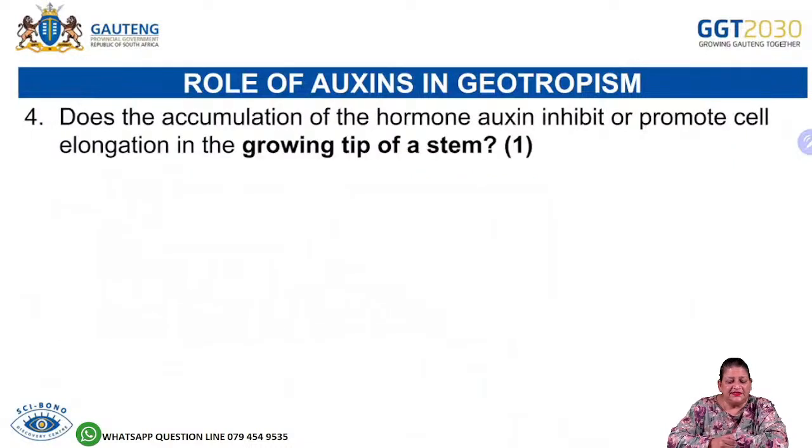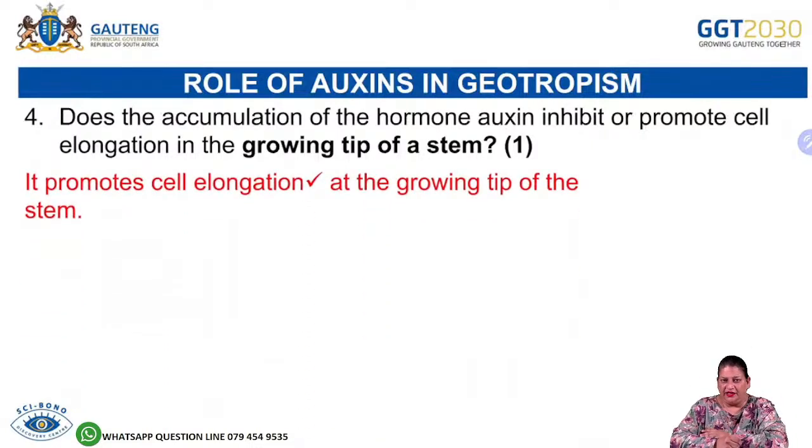Does the accumulation of the hormone auxin inhibit or promote cell elongation in the growing tip of the stem? Remember, as long as auxins are found in the growing tip, they will promote cell elongation. It promotes cell elongation, okay?